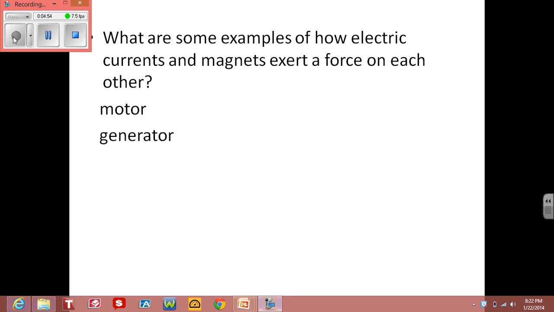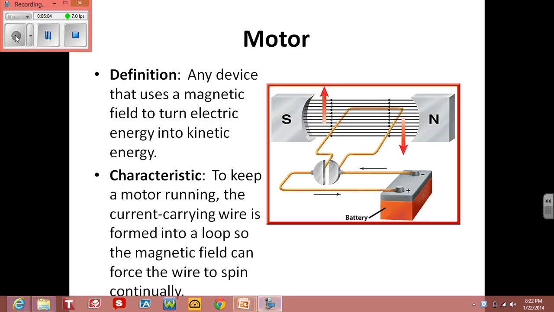What are some other examples of how electric currents and magnets exert a force on each other? Two other examples that we're going to look at are a motor and a generator. A motor is any device that uses a magnetic field to turn electric energy into kinetic energy. So the energy transformation that occurs with a motor is it takes electricity and changes it into motion.